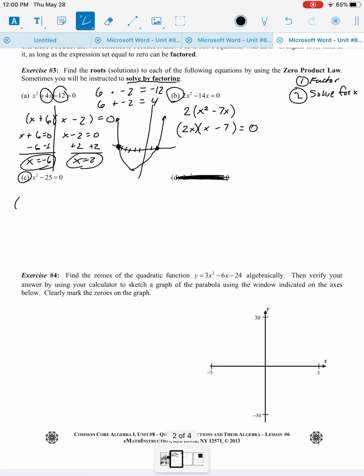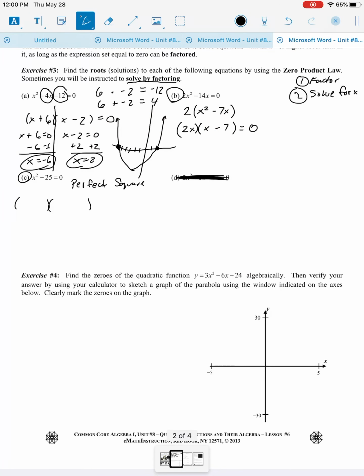And for letter C, it's an example of a perfect square. Now, I know we've done questions like this in the past. You should be able to come up with the factors for this quadratic.